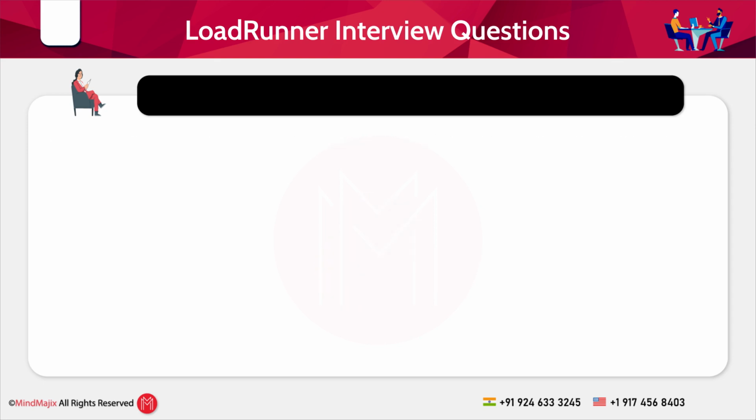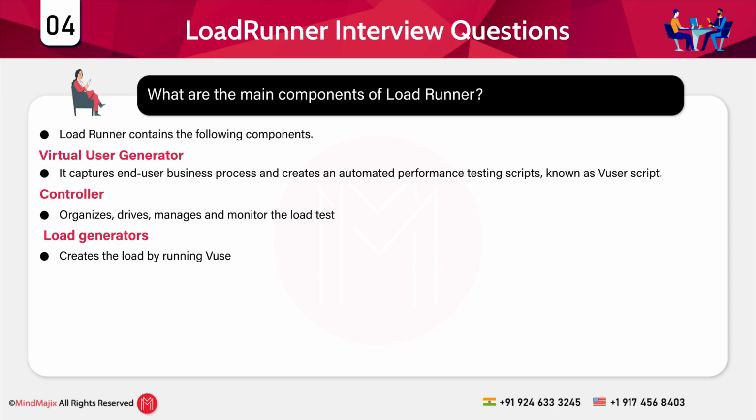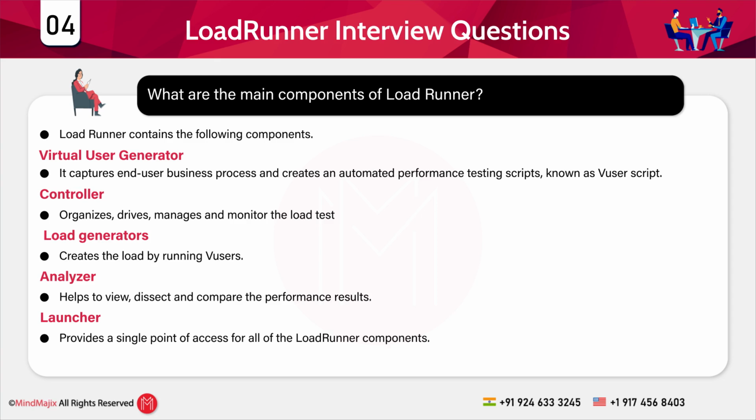What are the main components of LoadRunner? Basically VUgen, Controller, and Analyzer are the three components. In VUgen, you write the scripts; in Controller, you control the scripts by applying the load; and Analyzer is where you analyze your results. Apart from that, you have the Load Generator, where you create the virtual users. So these are the different components we have.